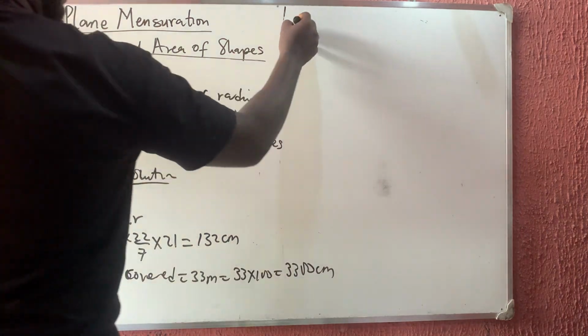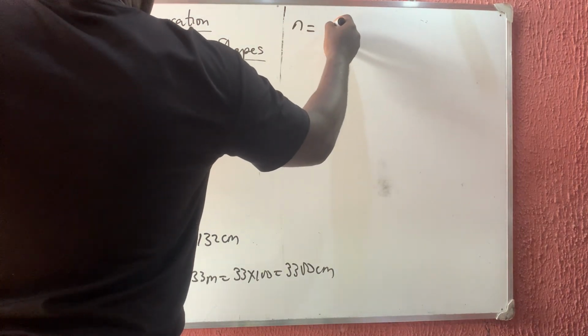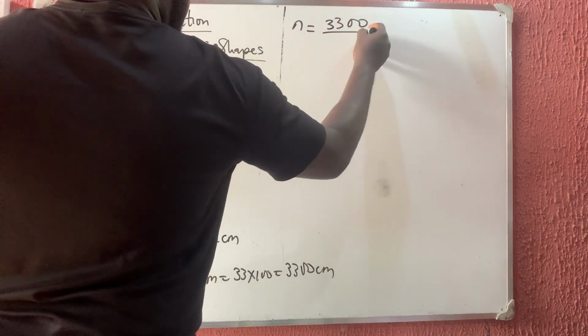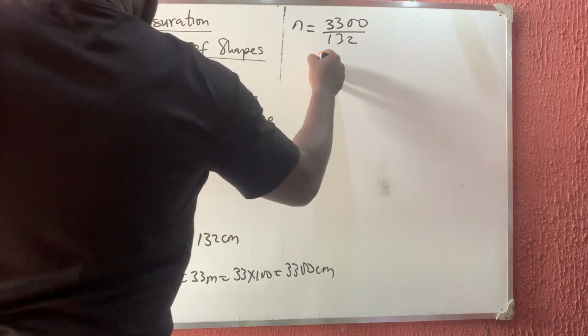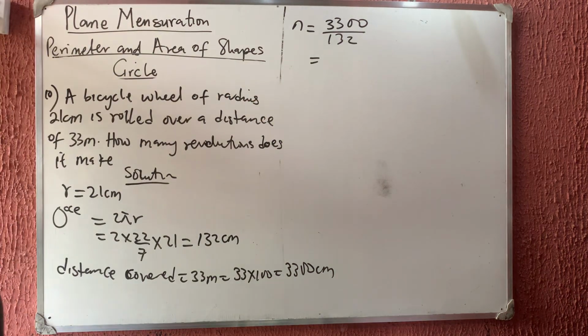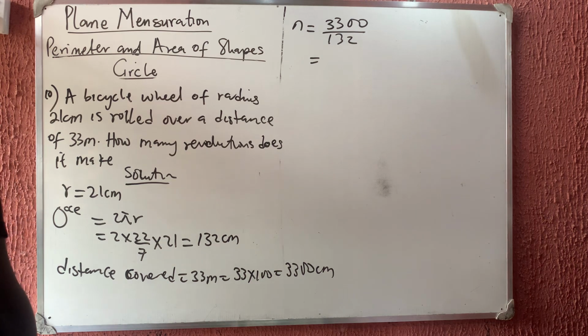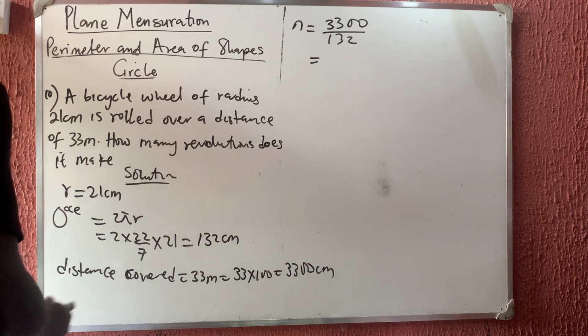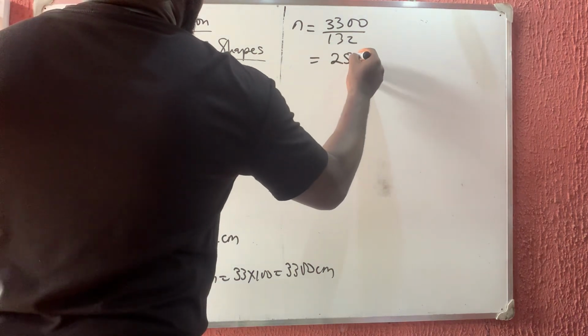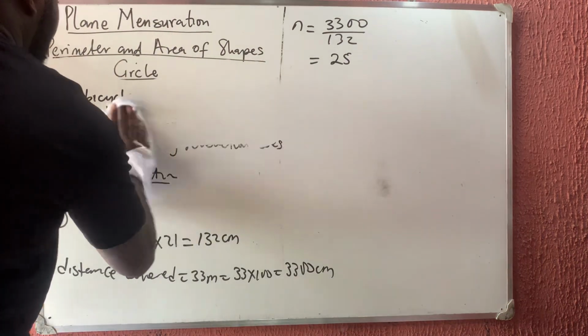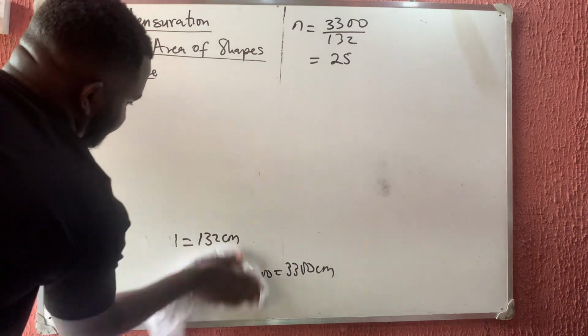So the number of revolutions is the distance covered divided by the circumference. That is 3300 divided by 132. If you divide it, what do you have? I'm having 25 revolutions. As simple as that. We move to question number 11.